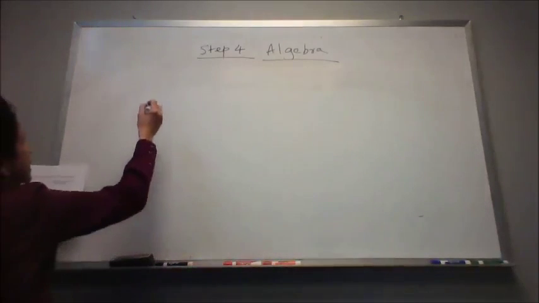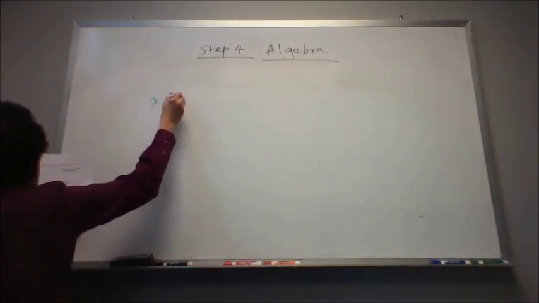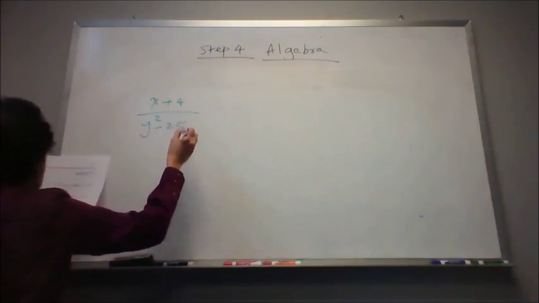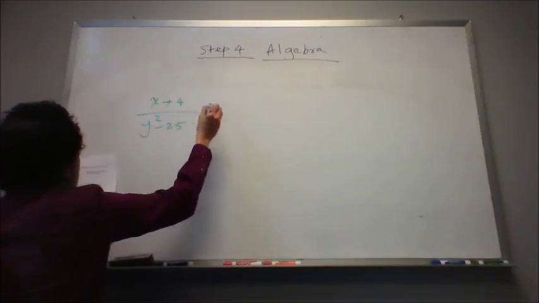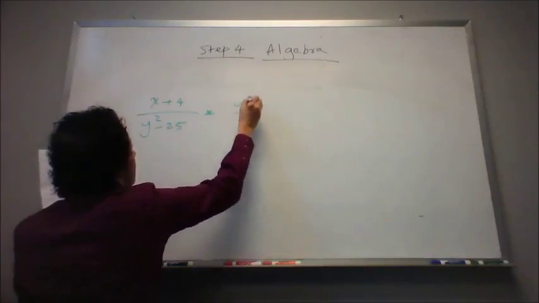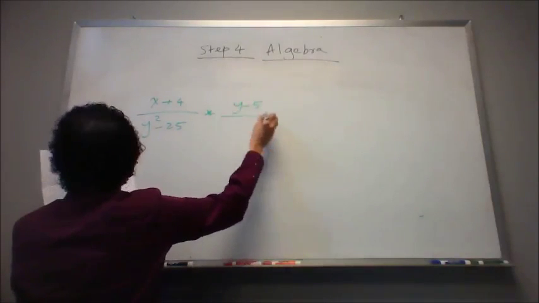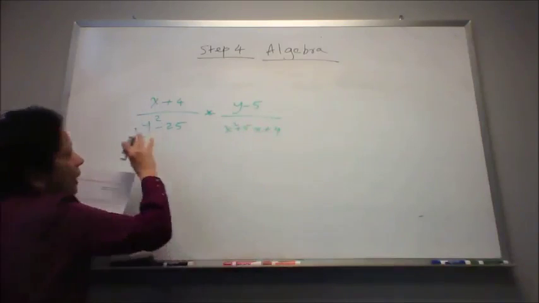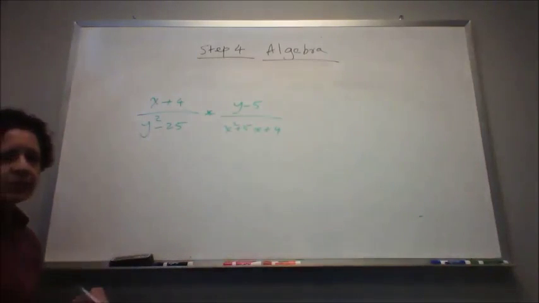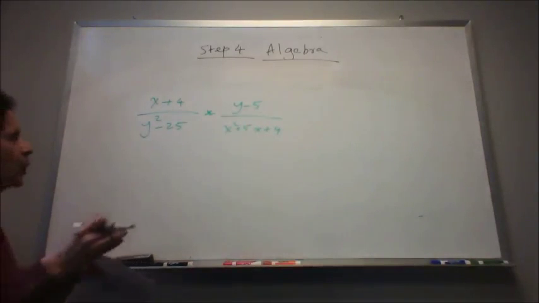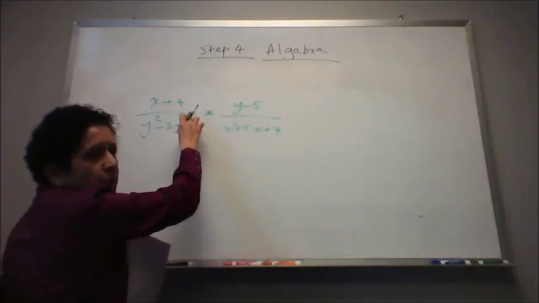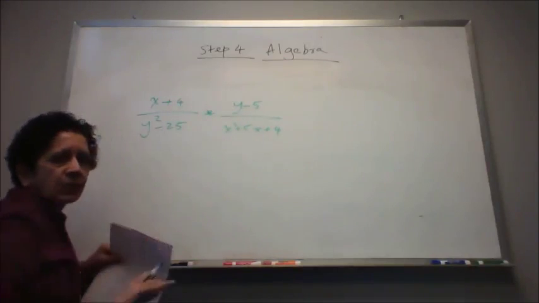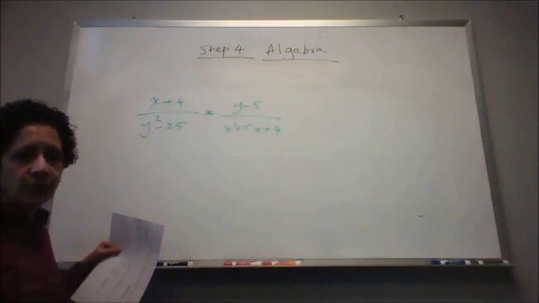For example, let's say I've got x plus 4 over y squared minus 25, and then times, I'm going to multiply y minus 5 divided by x squared plus 5x plus 4. So I'm multiplying. So multiplication is exactly same as before. When we had two fractions or two ratios, what did we do? We multiply the two tops, we multiply the two bottoms. It's exact same thing, no difference, okay?